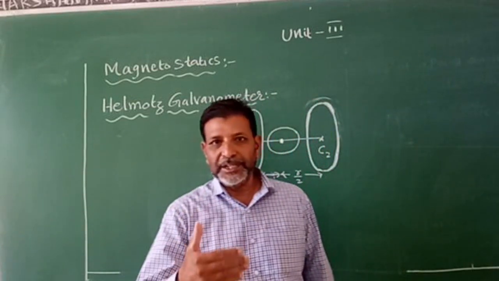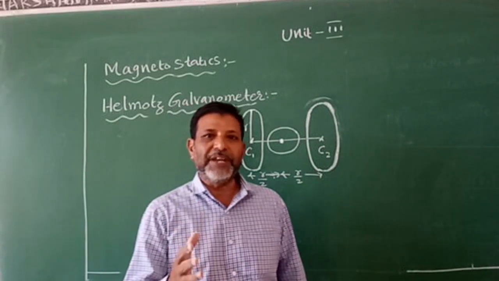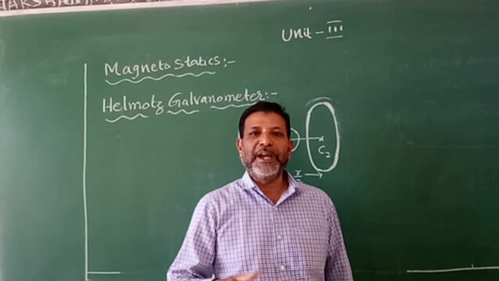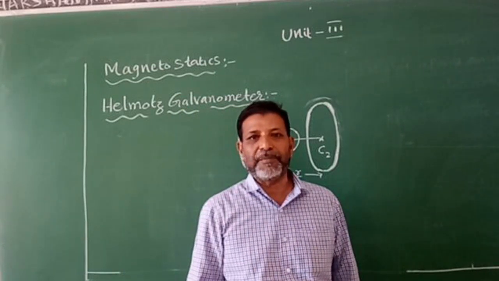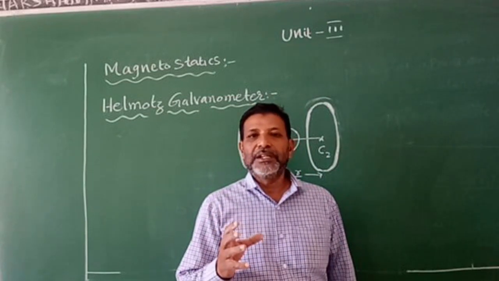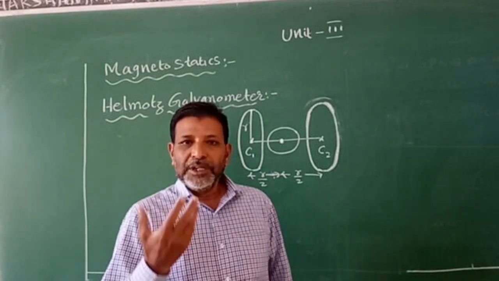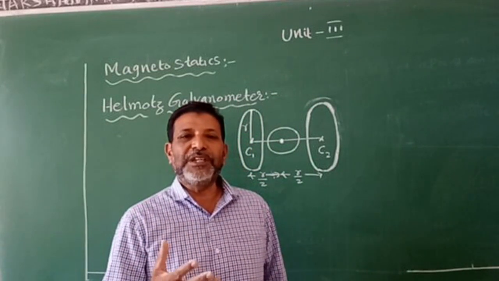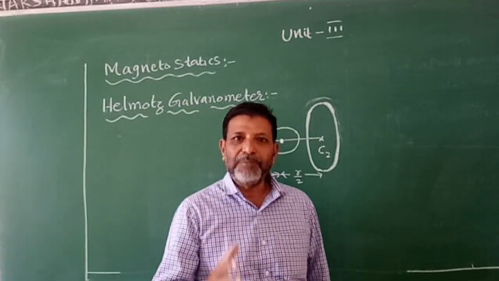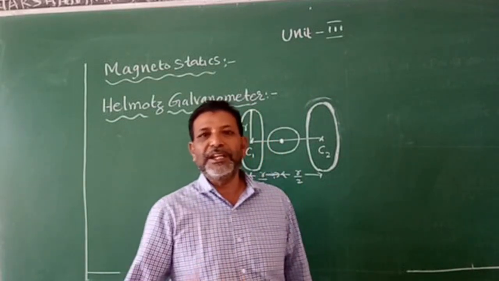If I highlight those points: the magnetic effect of electric current means whenever current flows through a conductor, a magnetic field is produced around the conductor. The magnetic field is a vector, that is, it has magnitude as well as direction. If it has magnitude and direction, then how to determine the direction and how to determine the magnitude? All those points we discussed in the last class.